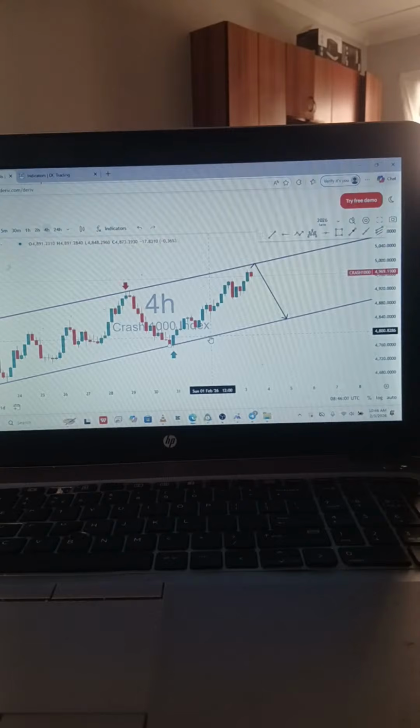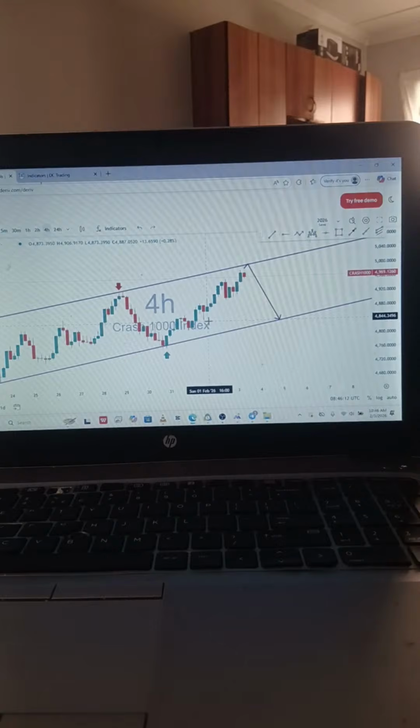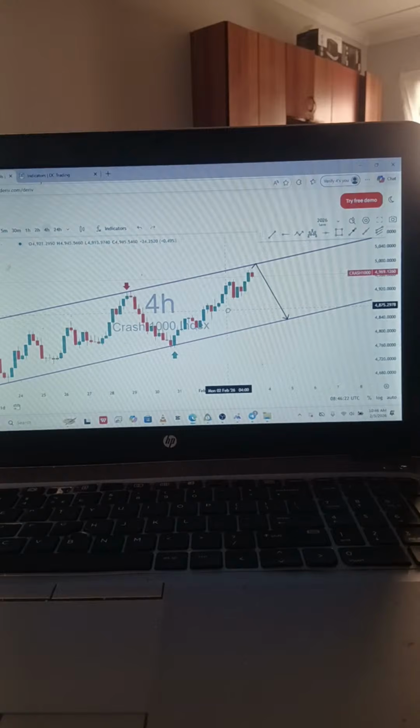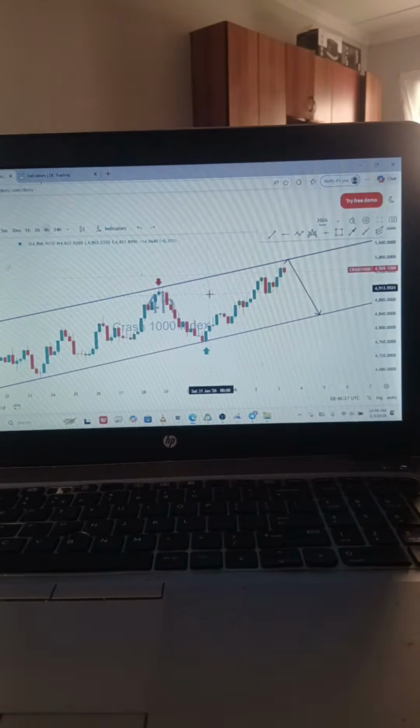Okay, Cortex is saying, can you please analyze Step Index? Yes, I would definitely do that. But in today's session, we are just focusing on Boom and Crash. So give me the Boom and Crash that you want us to analyze. I would do that after we are done with Boom and Crash. So our focus for today is just Boom and Crash.